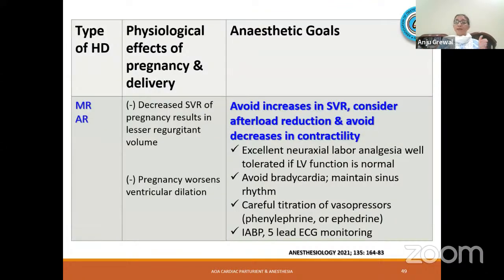So what we really need to look at in these regurgitant lesions is to avoid any increase in the afterload, the systemic vascular resistance. So during periods of, say, general anesthesia or any kind of anesthetic technique, an increase in the SVR is not indicated. We do not want a drastic reduction in the afterload, but of course, an afterload reduction is favorable to them. And we do not want any decreases in myocardial contractility. And therefore, a neuraxial labor analgesia, which is done well, works very well under these conditions. You need to avoid bradycardia and maintain your sinus rhythm. So your vasopressor of choice might be either a low dose norepinephrine or an ephedrine in this particular case.